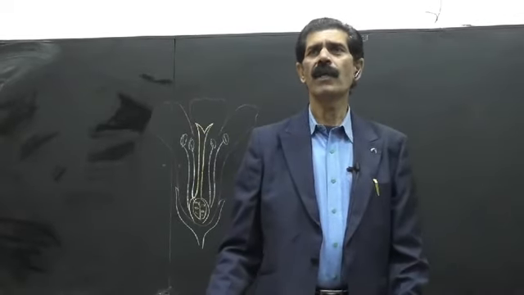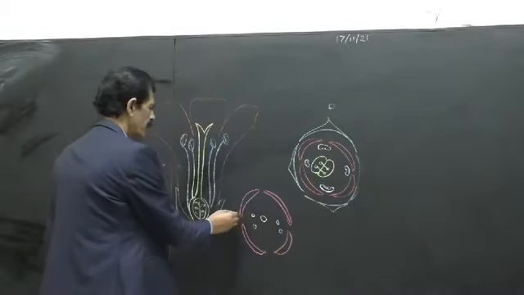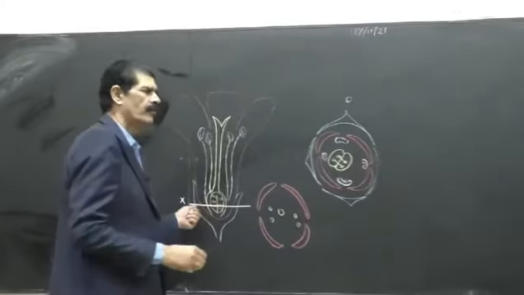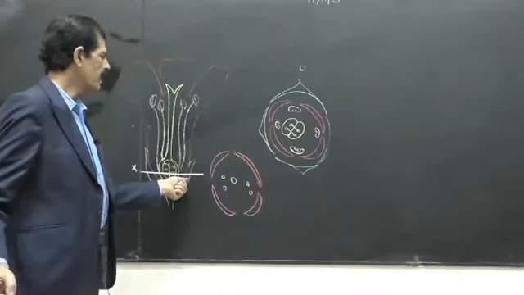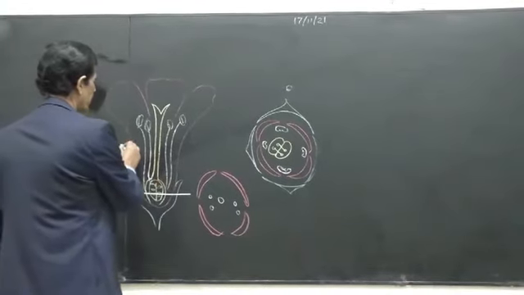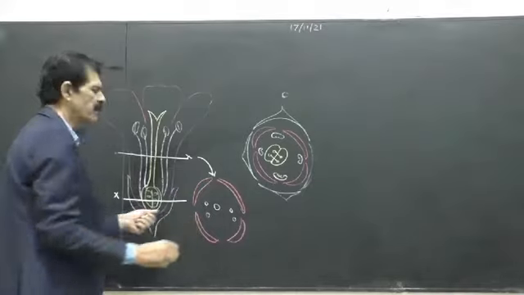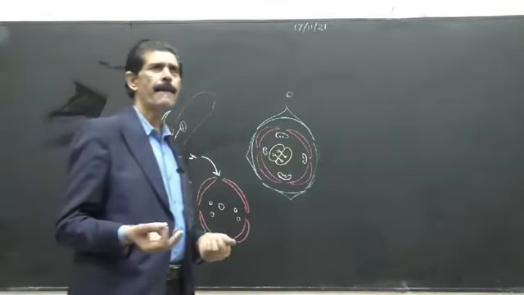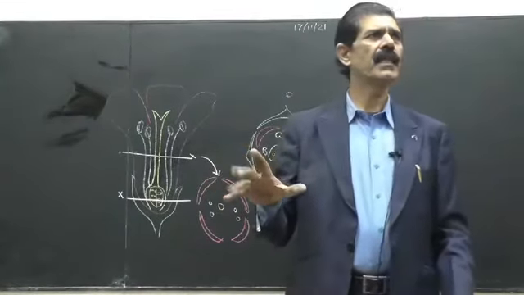So go to your botany classes. This floral diagram is actually the transverse section at this level, where all the structures can be shown: the ovary, the sepals, petals, and so on. If you cut the transverse section of the flower at this level, this is it. Same is the basis of our brainstem sections, keeping in mind what the basis is, that is the floral diagram.